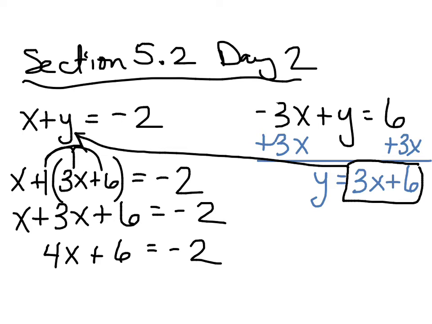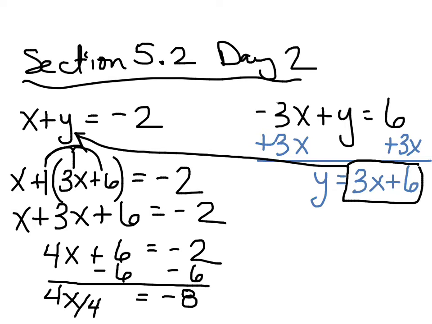How do I get x by itself? What do I move first? Subtract 6. What is -2 minus 6? -8. Then, how do I get x by itself? Divide it by 4. And what is -8 divided by 4? -2.